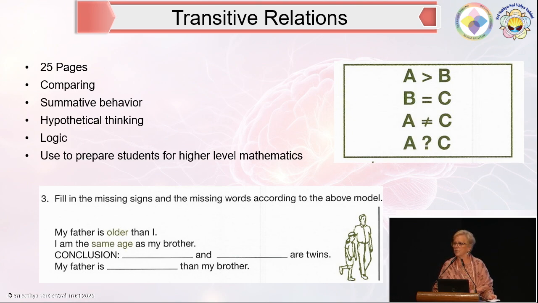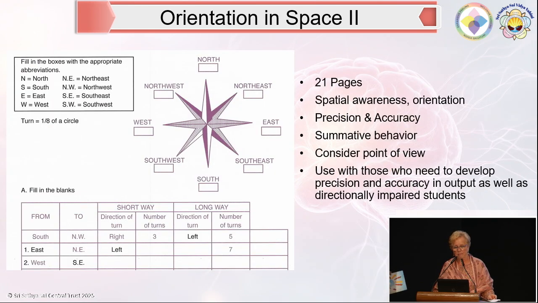If A is greater than B and B equals C, but A doesn't equal C, what is the relationship of A to C? You think A is greater than C? Yeah, I think you're right. A doesn't equal C, but B equals C.